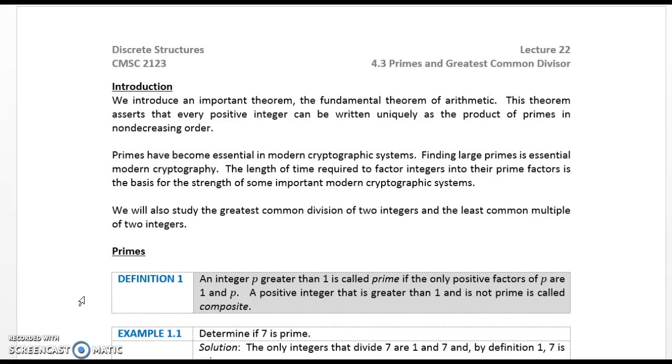The length of time required to factor integers into their prime factors is the basis for the strength of some important modern cryptographic systems. We will also study the greatest common divisor of two integers and the least common multiple of two integers.